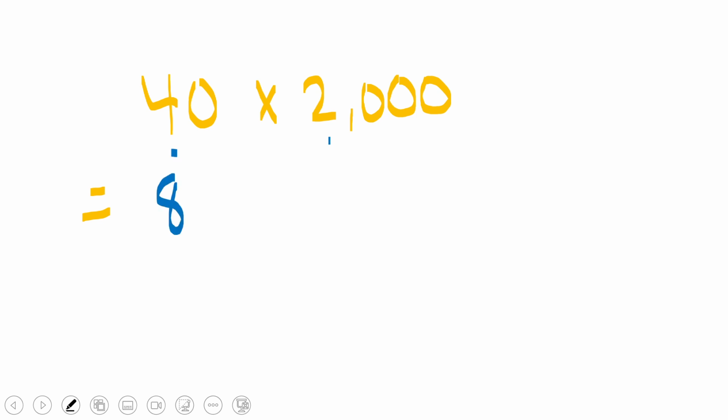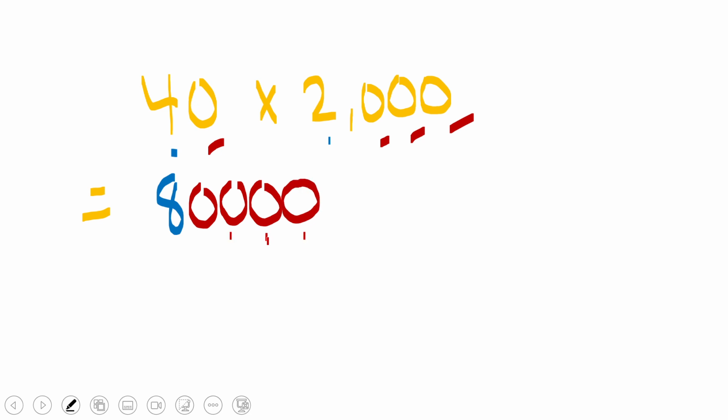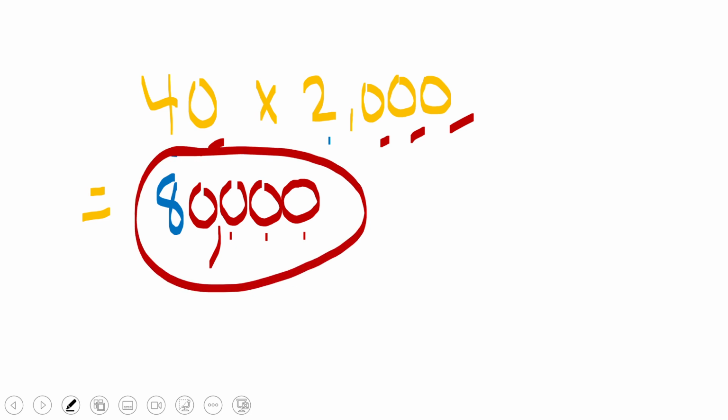Let's try 40 times 2000. Anytime we get to the 1000s place, we need to start placing commas appropriately, so try that. Okay, we know from the last example, 4 times 2 is 8. Now we have 1, 2, 3, 4 zeros to place, and we do that. 1, 2, 3, place your comma appropriately, and our answer is 80,000.